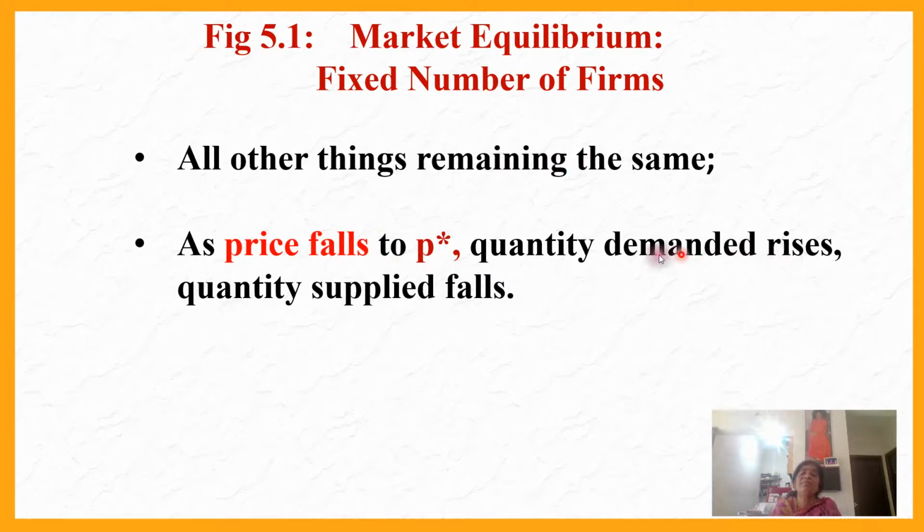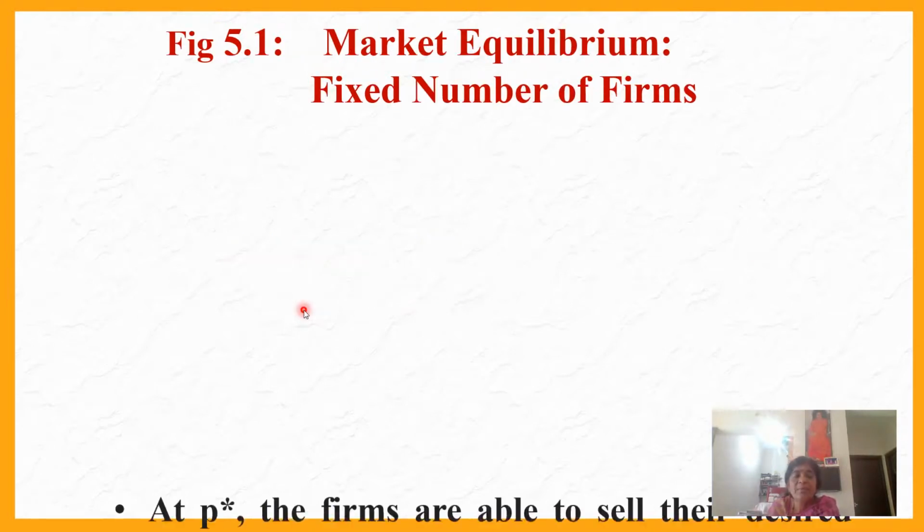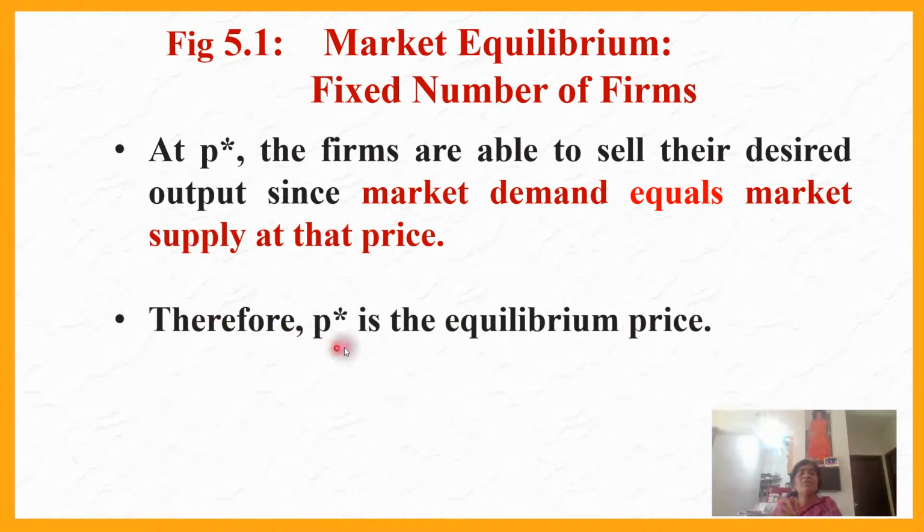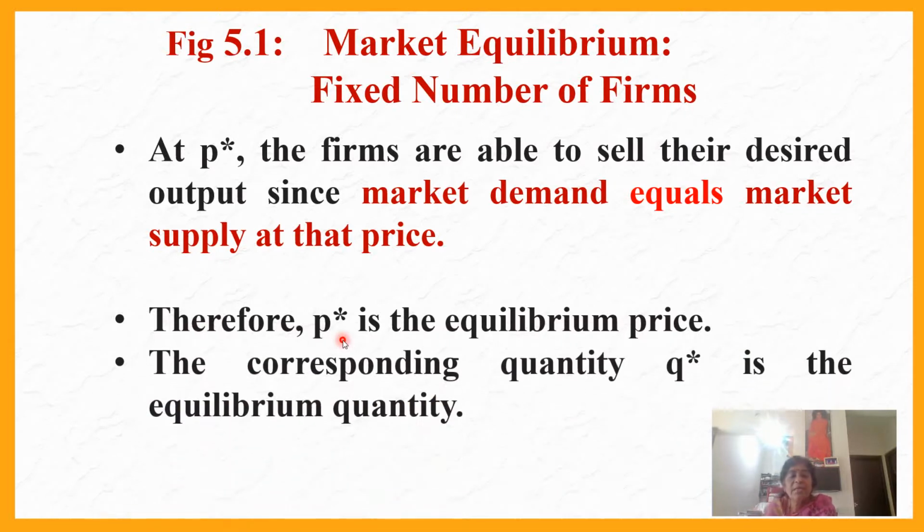Quantity demanded rises from where to where? Q2 dash to Q star. And quantity supplied falls from where to where? From Q2 back to Q star. That you can see from your diagram. Now, at P star, what will happen again? The market moves towards the equilibrium. Therefore, at P star, firms are able to sell their desired output. Market demand equals market supply at that price. This is exactly what is called market equilibrium. Therefore, P star is the equilibrium price, and the corresponding quantity Q star is the equilibrium quantity. That means the market has come back to the equilibrium situation from the excess supply situation.